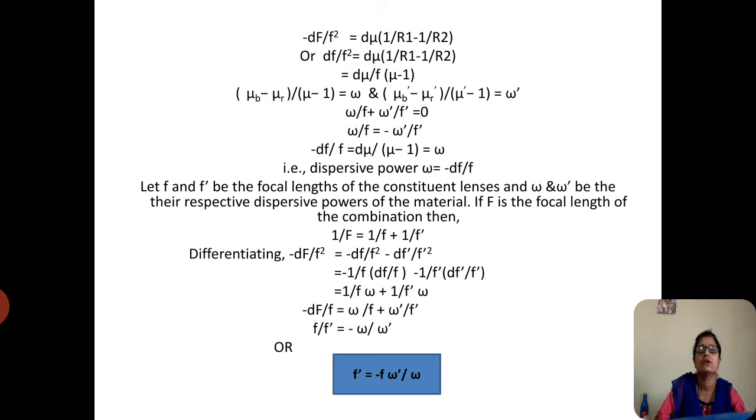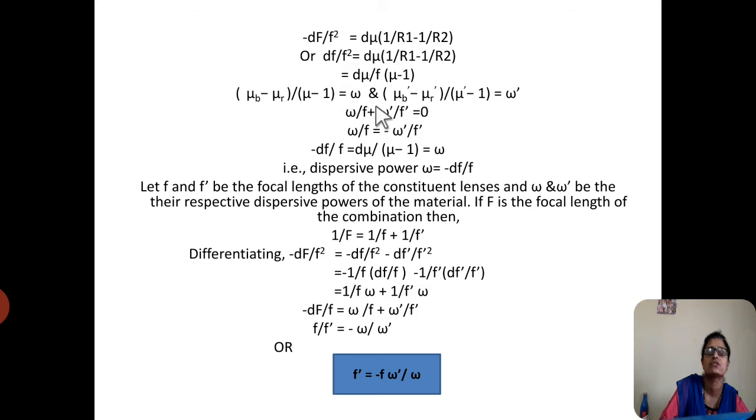Therefore, we know that the dispersive power for the red and blue rays is mu b minus mu r divided by mu minus 1 equals omega, and this is for the crown glass and this is for the flint glass. Therefore omega by f plus omega dash by f dash equals 0.